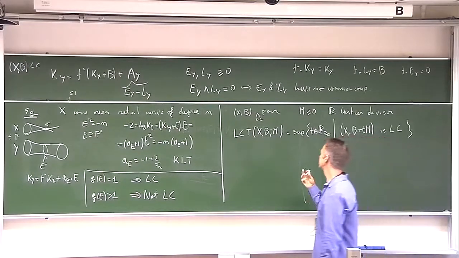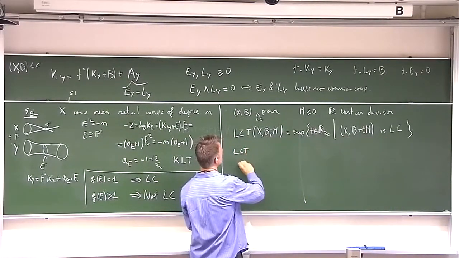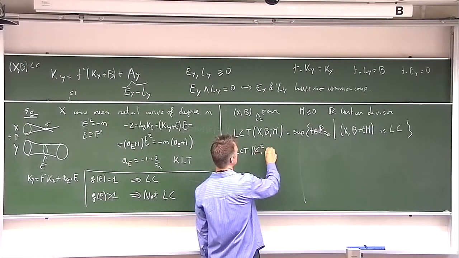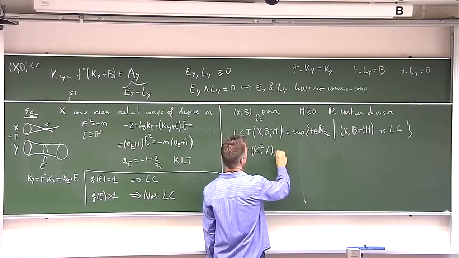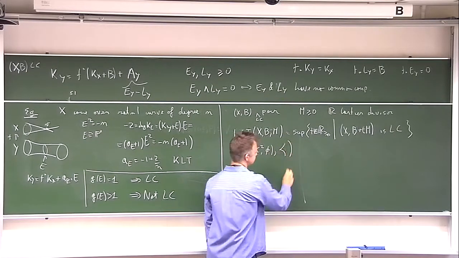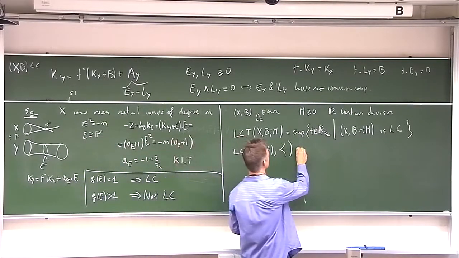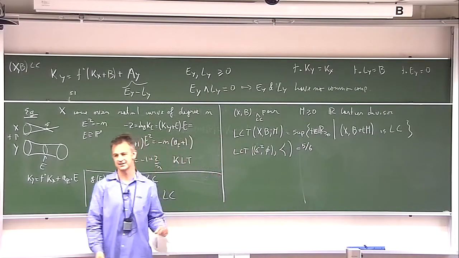So the typical example of this is the log canonical threshold of C^2, no boundary, with respect to the cusp. And I know the answer, so if we make a calculation mistake, I can spot it. We're supposed to get 5/6.